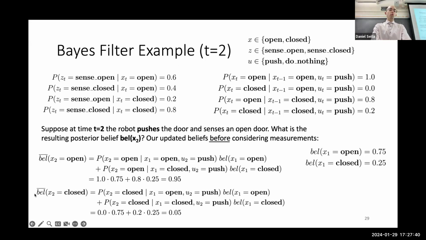And same thing here. So the belief that x2 is closed, you get 0.05. So yeah, this goes back to an earlier question: is the belief at the prior time always equal to the overlying belief at the next time step? Then no, because here it's not. We went from 0.75 and 0.25 to 0.95 and 0.05. Right.